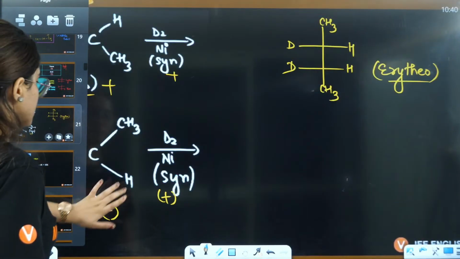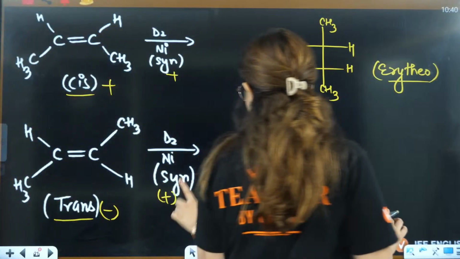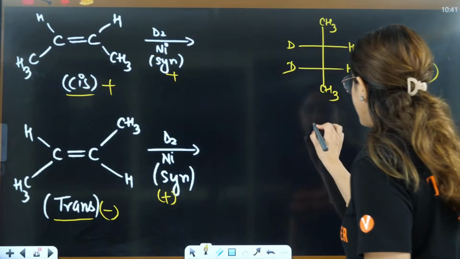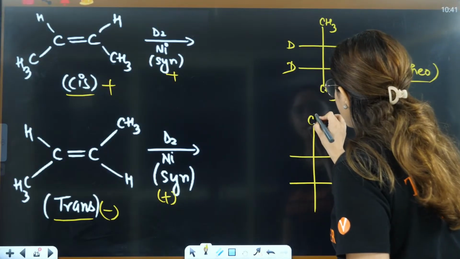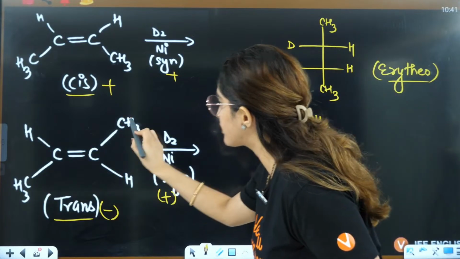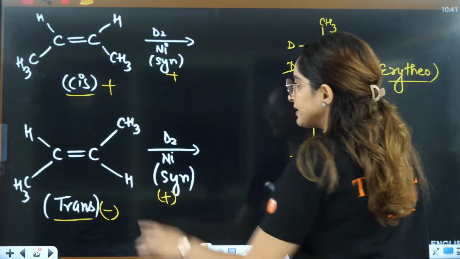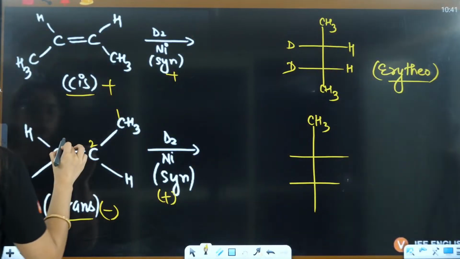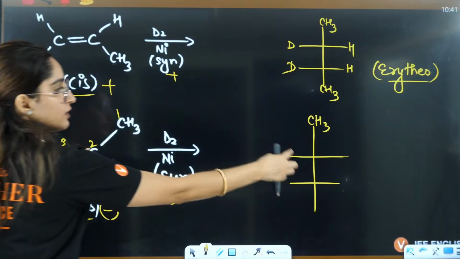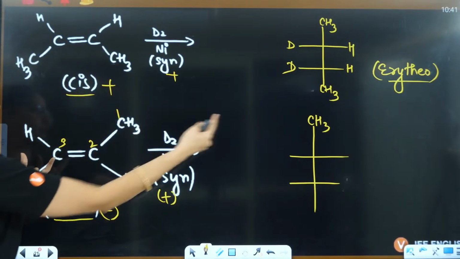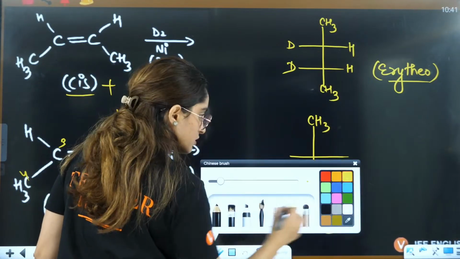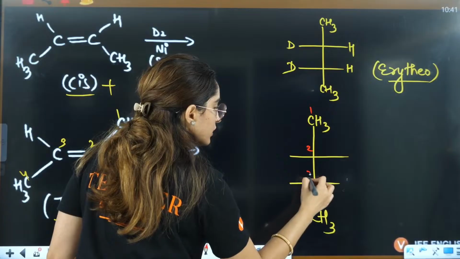Now, if you see this, this is a trans product, this is syn. Opposite sign means opposite will be there. So when you add it, this will be CH3, because this carbon is connected to CH3 and CH3. Let's say I write the numbering 1, 2, 3, 4. On the second and third carbon, one CH3 is here and one CH3 is here. So I am writing it as CH3.